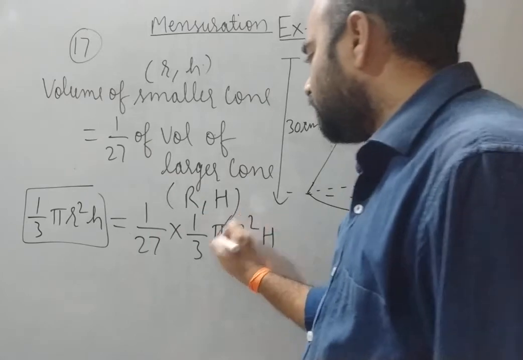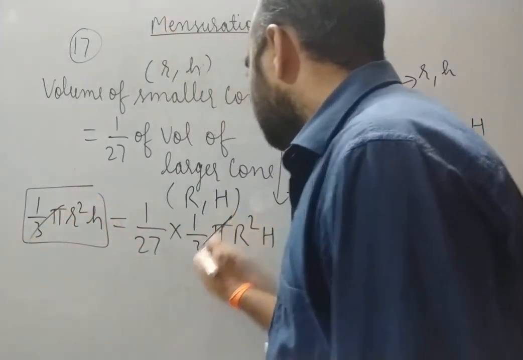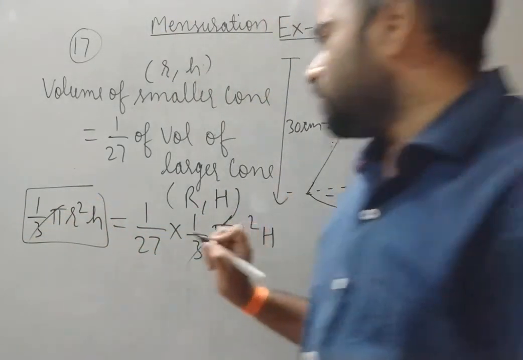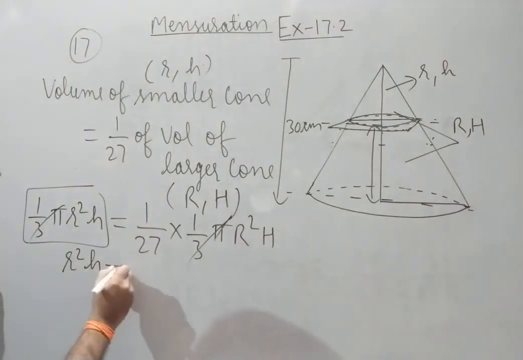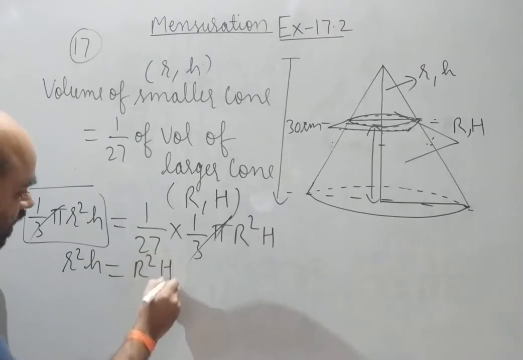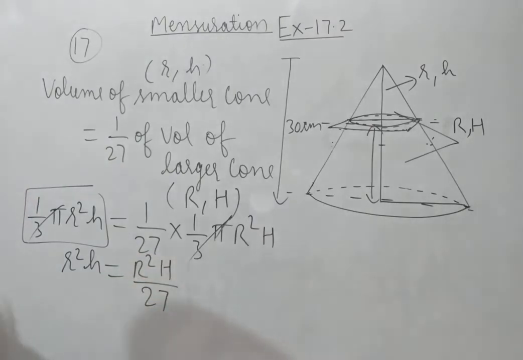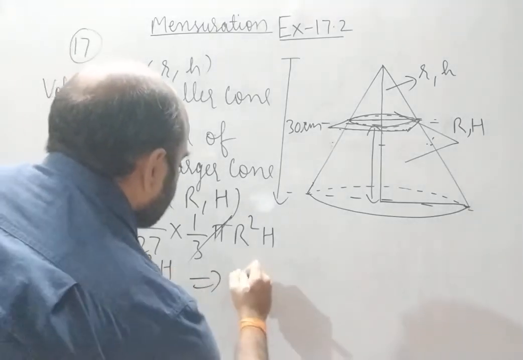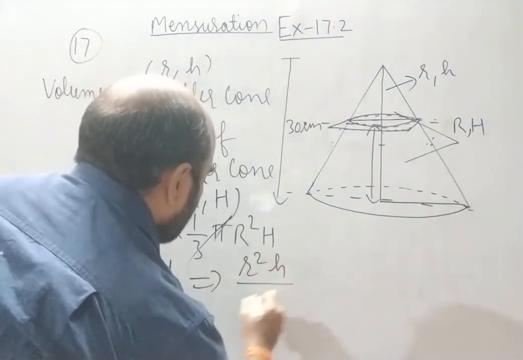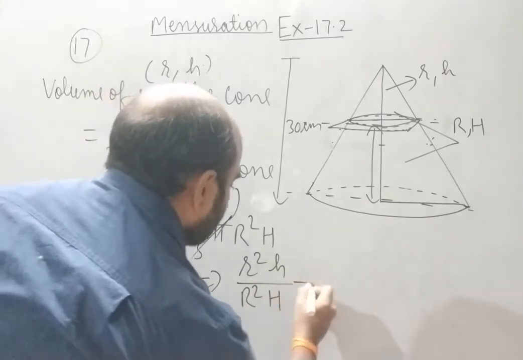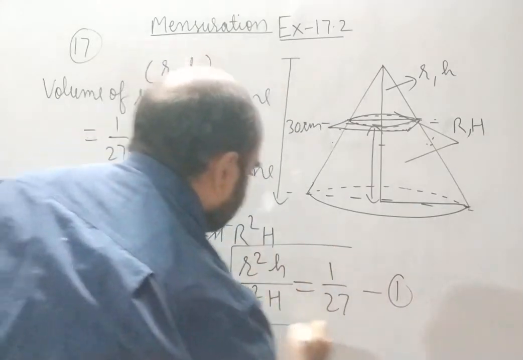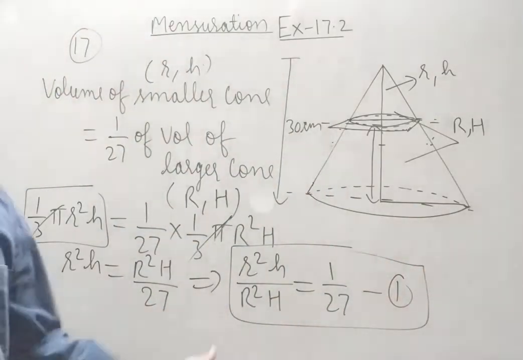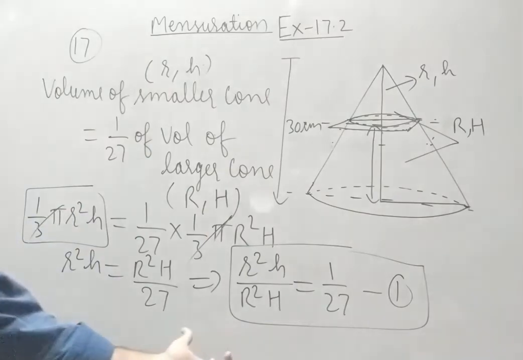Now pi and pi by 3 cancelled. Now what is left? Left is small r square small h is equal to capital R square capital H upon 27. Now we can write this as small r square h upon capital R square H is equal to 1 upon 27. This will be the first equation.